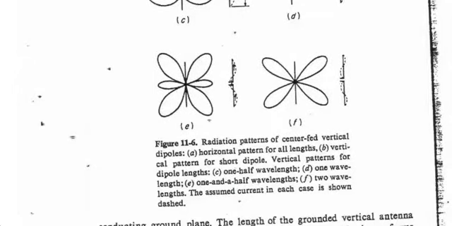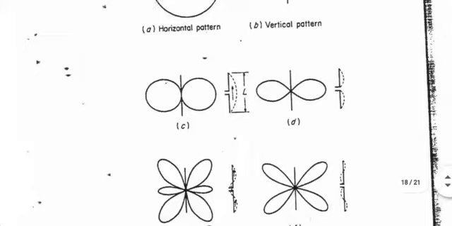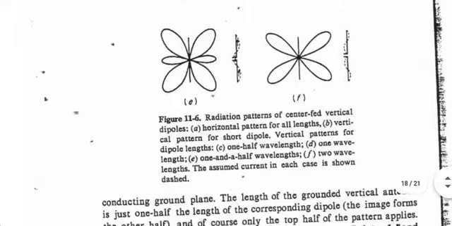Then D is lambda long dipole. Here also you see figure of 8, but even narrower. And then E is length equal to 1.5 lambda. You see the behavior. It's very complicated. And F is 2 lambda long dipole. Here the behavior is complicated, although not as complicated as in E.